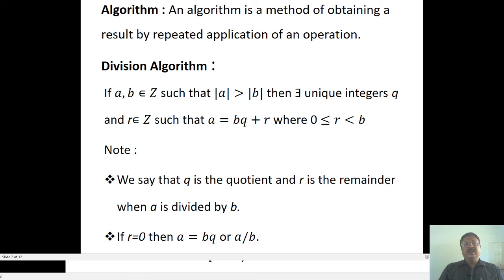Note, we say that q is the quotient and r is the remainder when a is divided by b. If r is equal to 0, then a is equal to b into q, or a divides b.